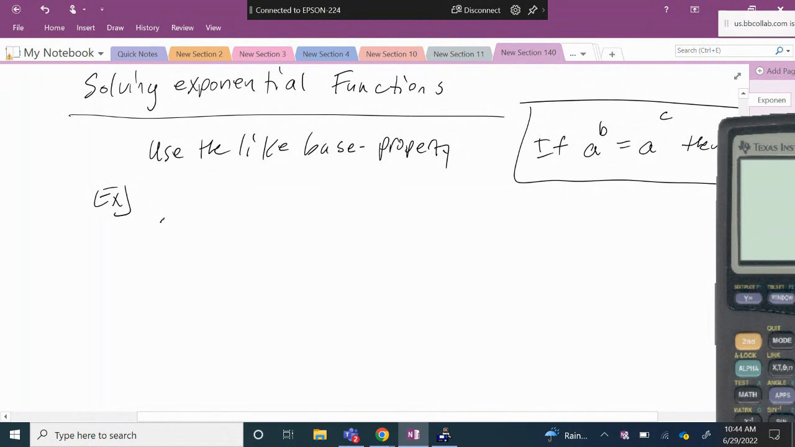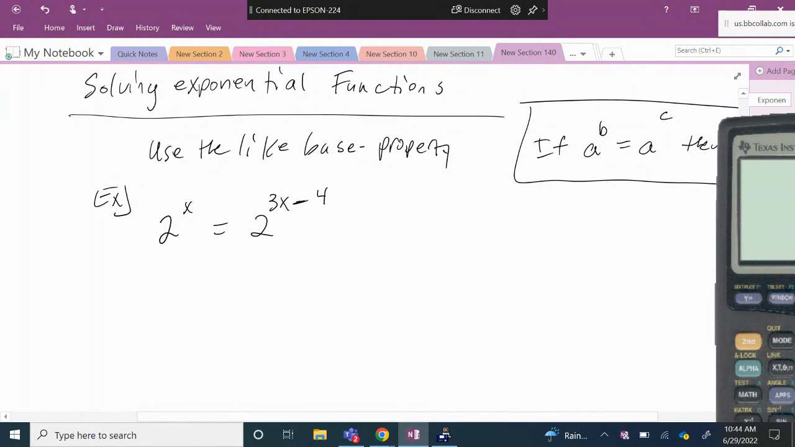Okay, we'll start with some simple ones. So let's say we have 2 raised to the power of x is equal to 2 raised to the power of 3x minus 4.